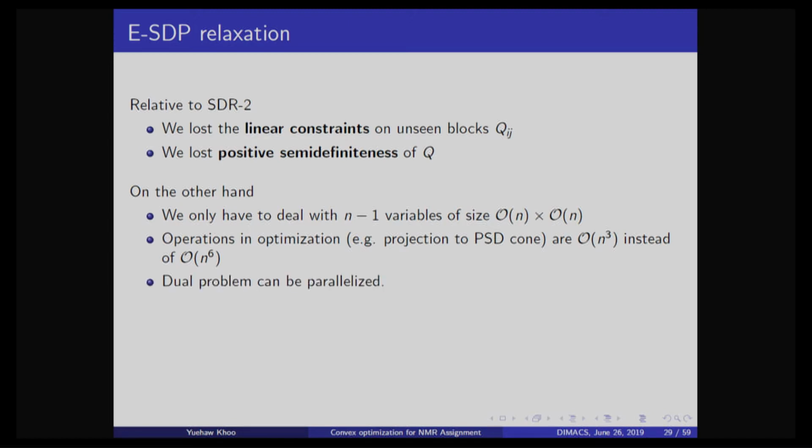And the dual problem can be parallelized. So you have n minus 1 projections you need to do, and you can parallelize them. In the numerical experiments, we actually distribute over 20 cores. Furthermore, if B is a chordal graph, we actually retain positive semi-definiteness of Q. So this is something we gain for free if B is a chordal graph.